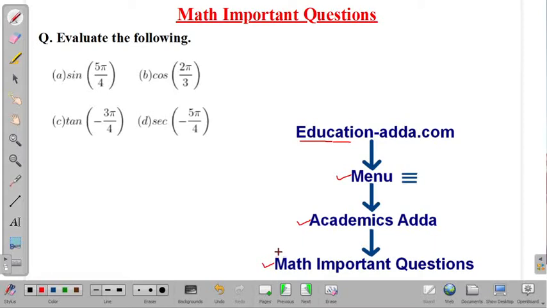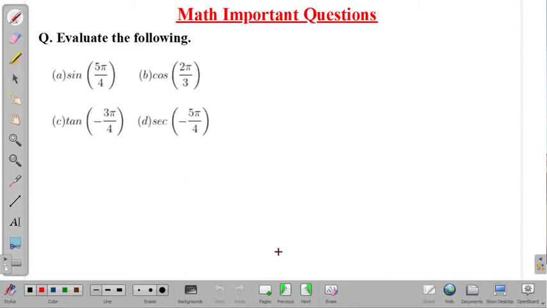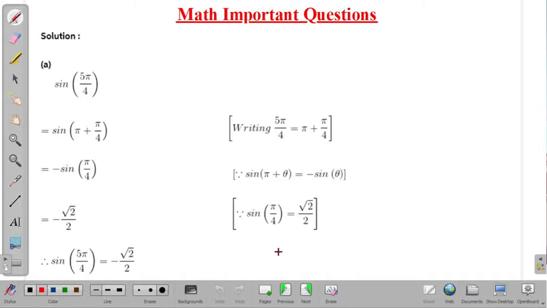Okay. So coming back to the discussion, what is given here, we need to evaluate the following. Some expressions are given and then we have to find the values of all these expressions. These are all trigonometric expressions. So the first one is given as sine of 5 pi by 4, right?